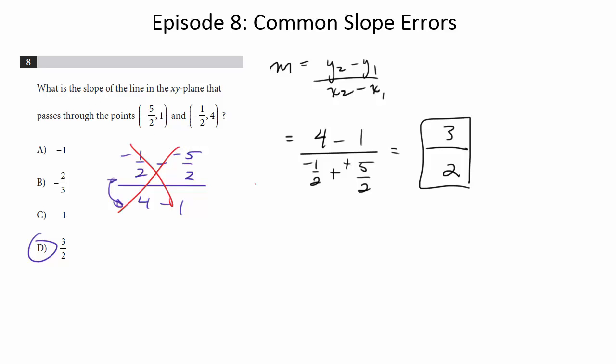The second error that students make is mess up the order. So they might do up top 4 minus 1, but then they'll do this point minus this point. So they've done this point minus this point first for the top, but then they do this point minus this point for the bottom. So they would do something like negative 5/2 minus negative 1/2. So 2 common errors. Just make sure that you're doing the right coordinates on the top and the bottom, and that you're consistent with your order. So here I did 4 minus 1, so then I have to do negative 1/2 minus negative 5/2. So this one is D.